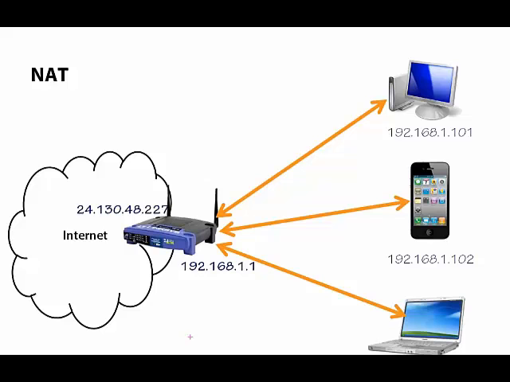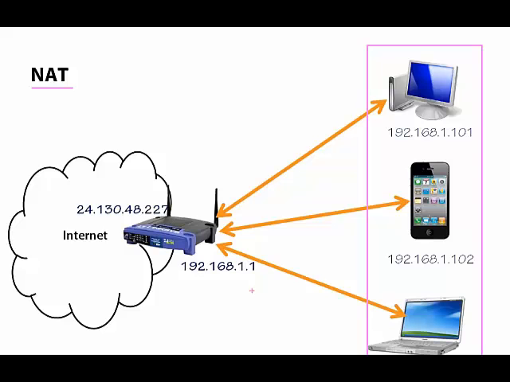The last thing we're going to cover in this module is network address translation, or NAT. What NAT allows us to do is have multiple internal IP addresses, or private IP addresses, and have them translated to a single external public IP address. Public IP addresses are scarce and expensive.